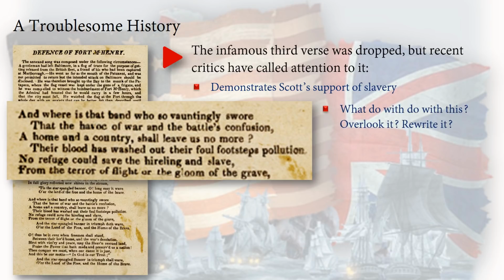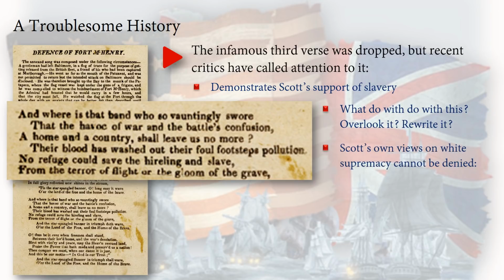What are we supposed to do with these lines? These lines that so clearly support the institution of slavery and threaten violence and death against the hireling and the slave, or people who would try to seek freedom. Should we overlook these verses? Should we rewrite these verses? Should we get rid of the entire national anthem altogether?